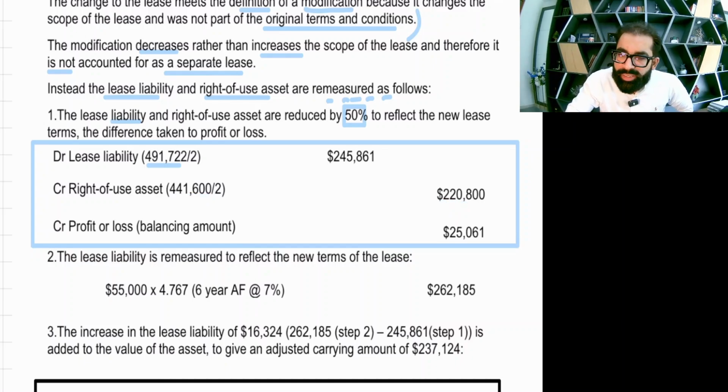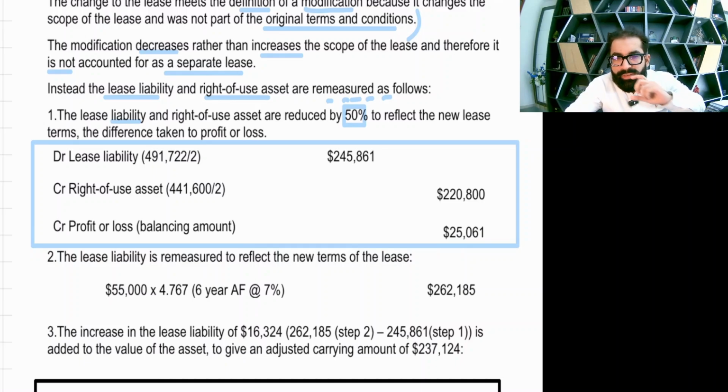So now check the entry. Debit side is high, credit side is low, so there will be a difference. There will be a balancing figure on the credit side which will go in the P&L. Whatever the balancing figure is will go on the P&L. Okay, so this is the first entry you need to make every time you are doing such a modification.